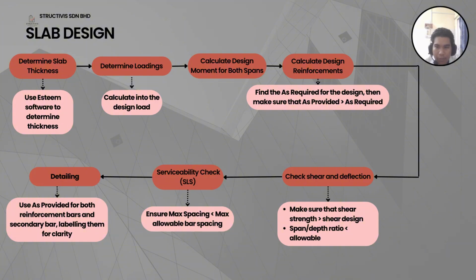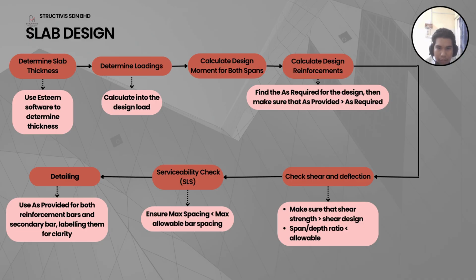I'll be presenting about slab design. So first, we have to determine the slab thickness. We use the STEM software to determine the thickness of the slab. Next, we should determine the loadings and calculate them into the design load. Moving on to calculate the design moment for both spans alongside their mid-span. And then we go on to calculate the design reinforcements.